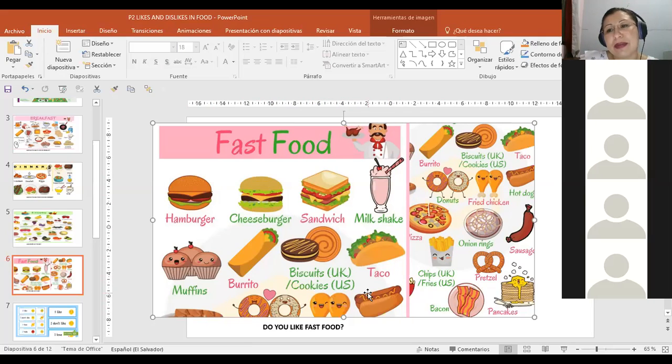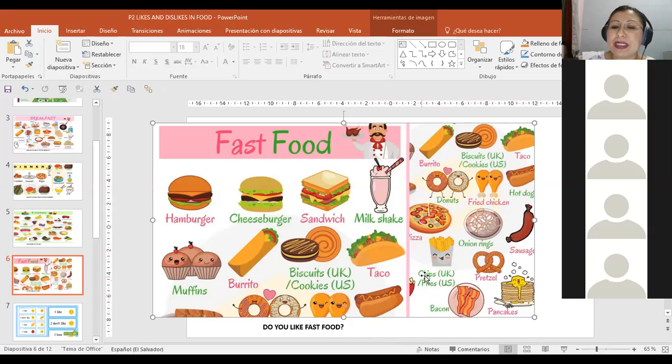Taco is taco. It's a Mexican food, so it's a traditional name. Taco. This is a hot dog. Hot dog. You have fried chicken. Fried chicken. Pizza. Onion rings.